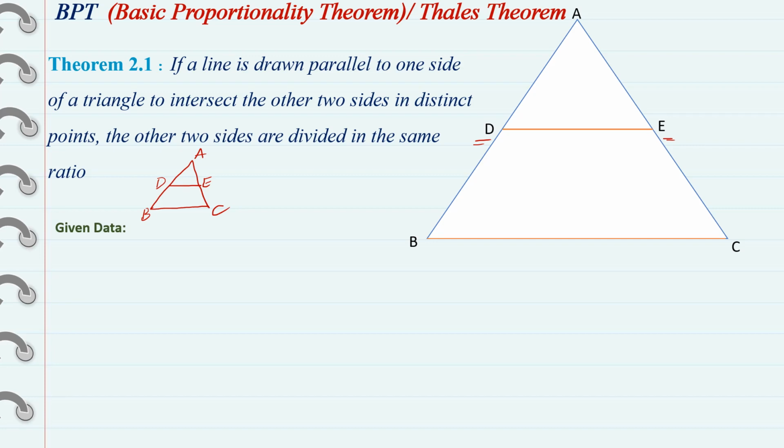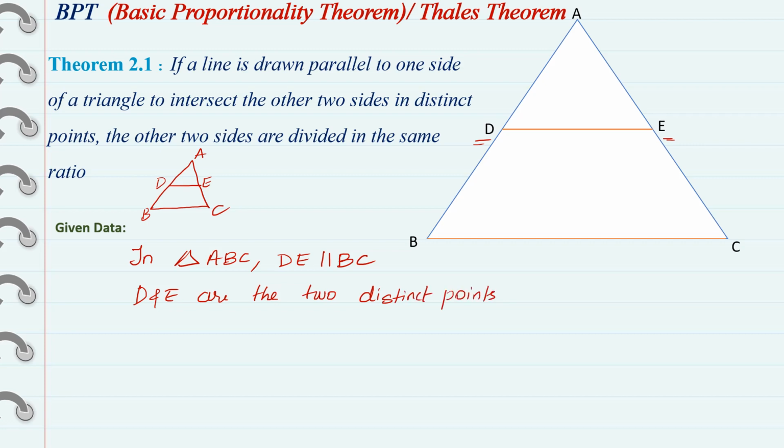Now whenever you see the statement and draw the figure, the next step is given data, okay. We have to write what are the given data. They have given one triangle, correct? So in triangle ABC, what they have given, they have told DE is parallel to BC. D and E are the two distinct points, okay. So these are the given data, right?